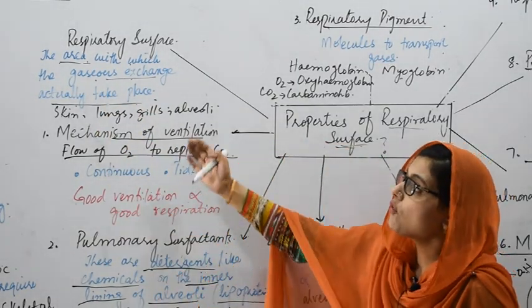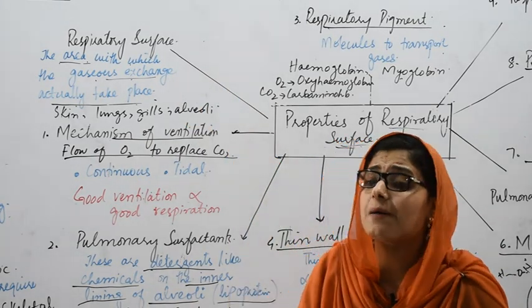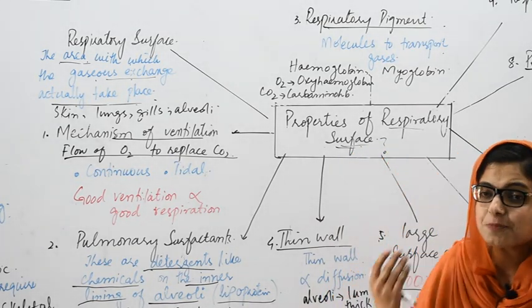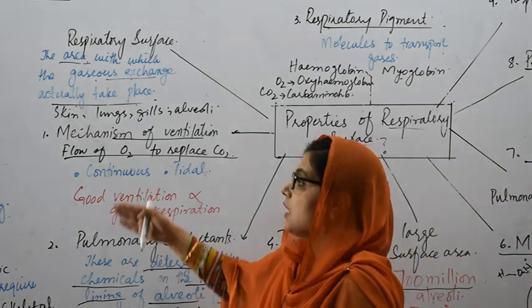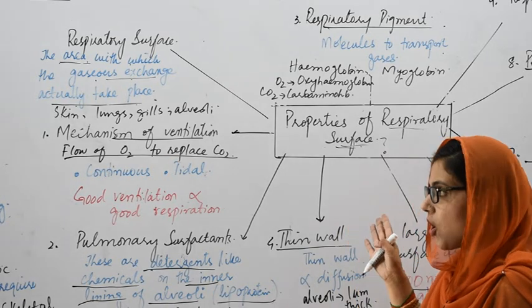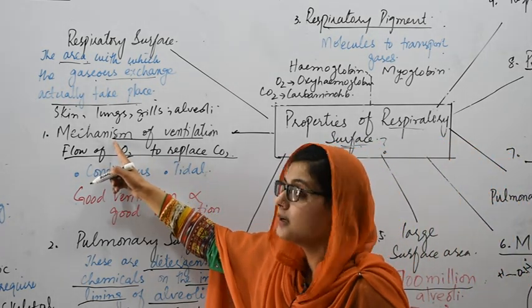ठीक है? So what are the requirements for anything to be a proper respiratory surface? It means it must possess some properties, and these properties, 5 are given in your book. I have mentioned 9, so please mention them all in your answer. Okay? The first is the mechanism of ventilation.